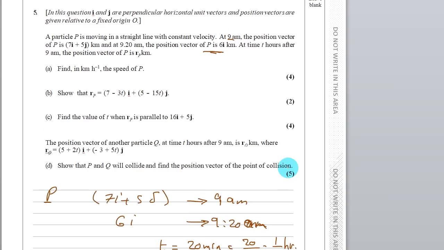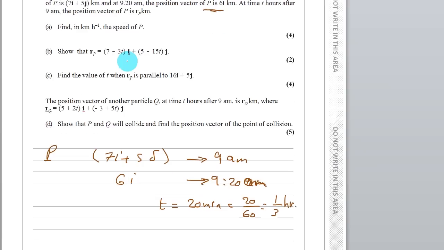Okay, at time t hours after 9 a.m., the position vector of B is RB. So at time t hours, the position will be RB.